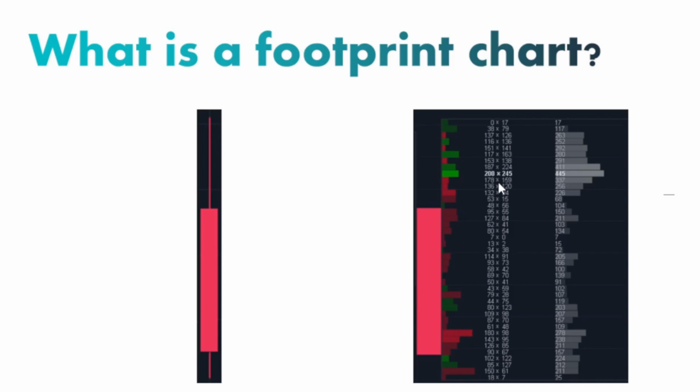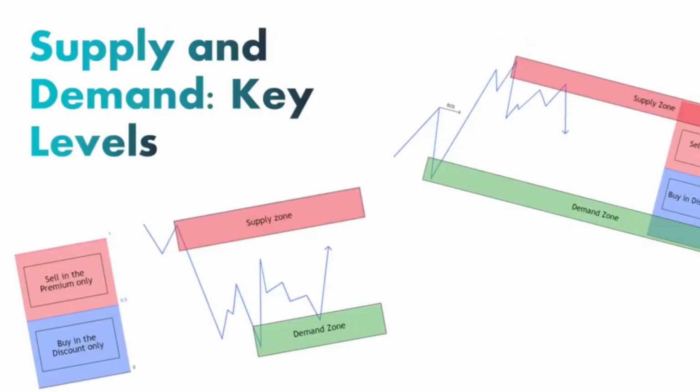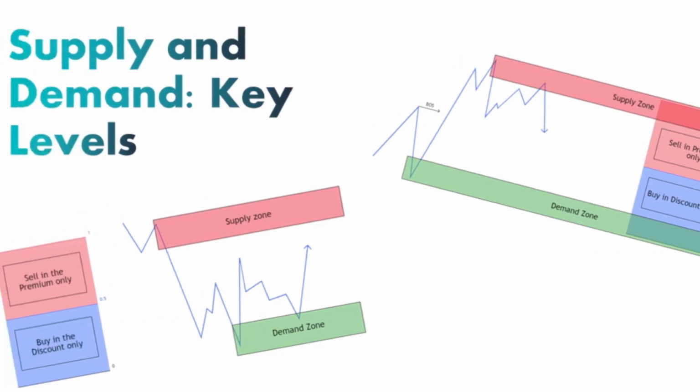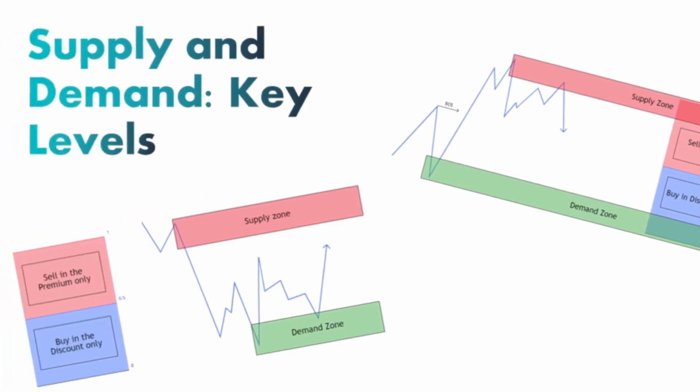So again, before we move on to that and come into some more detail, we need to understand everything in terms of supply and demand zones, right? So these are essentially key levels, supply and demand zones, right? So what you see here is a supply and demand zone.